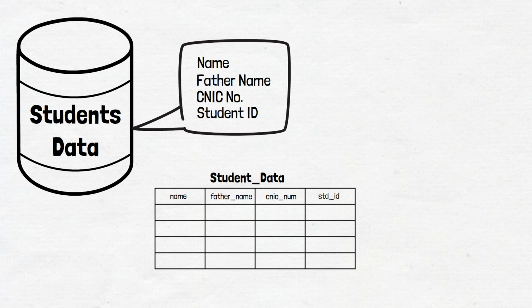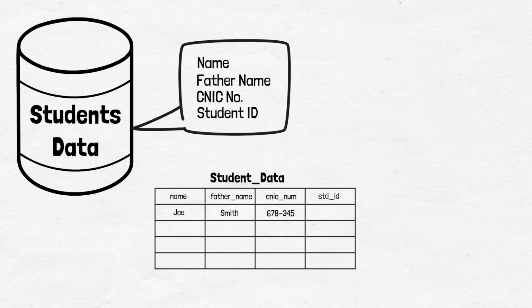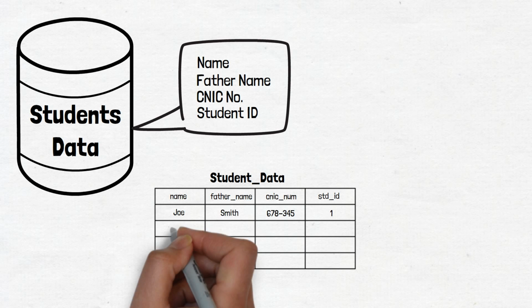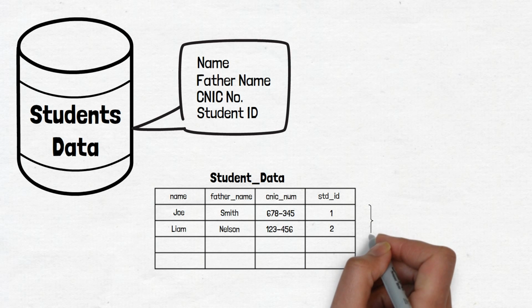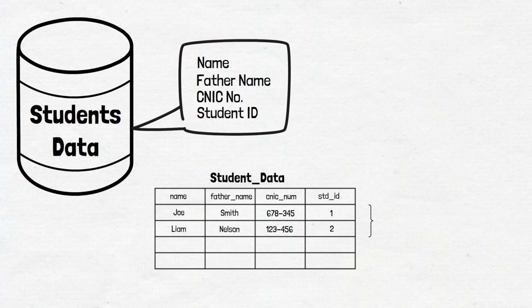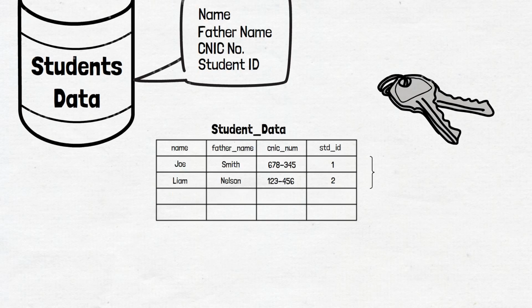Now, let's save some data in the table. Let's say we have a student named Joe, having father name Smith, CNIC as 678345, and student ID as 1. For a second student having name as Liam, having father name as Nelson, CNIC as 123456, and student ID as 2. So, these two students are now present as two rows of data inside a table named as students_data. Similarly, there are usually multiple tables inside a database, and we need keys to connect tables together. So let's move to the chapter of keys.